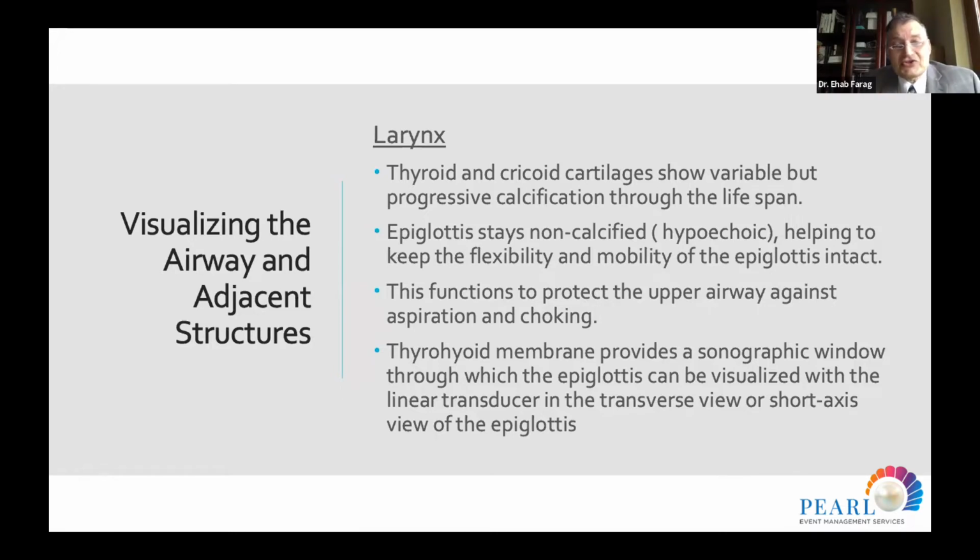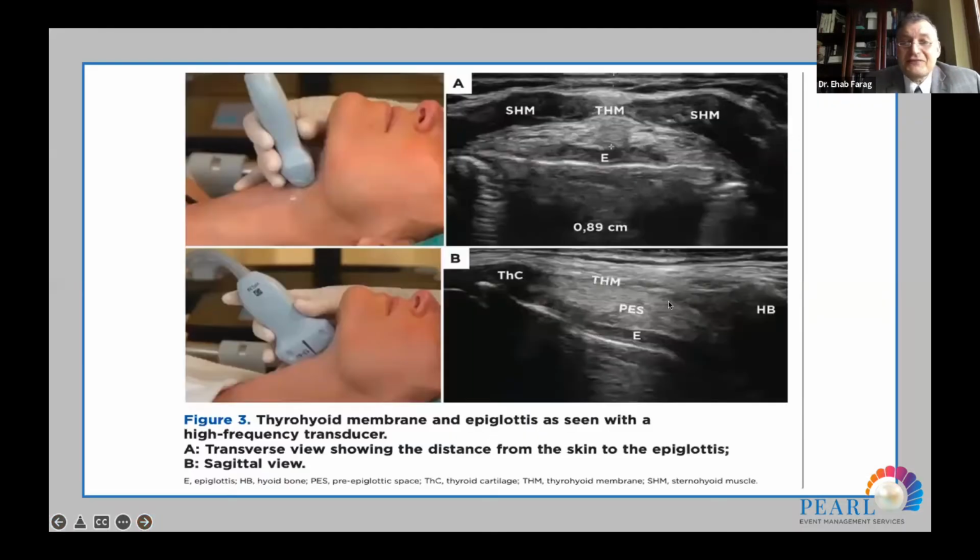Also, the second most important structure is the thyrohyoid membrane, which provides a sonographic window through which the epiglottis can be visualized with the linear transducer in the transverse view, or short axis view, of the epiglottis. Here we go. You put the linear probe in the transverse view between the thyroid cartilage and the hyoid bone, and here we have the epiglottis, this is the thyrohyoid membrane, this is the sternohyoid muscle, and this is the epiglottis.